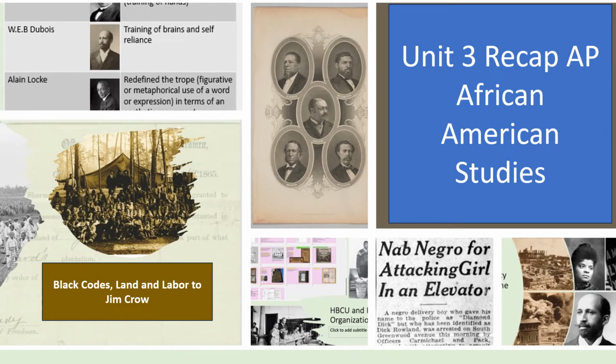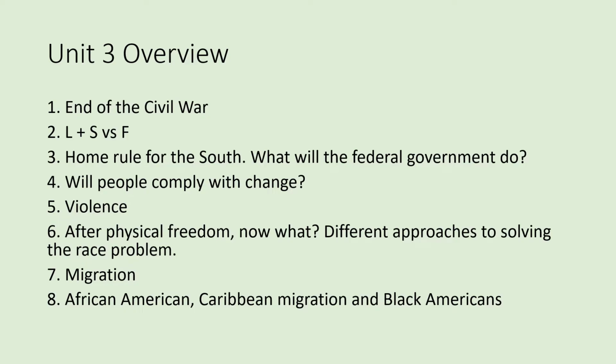This is the Unit 3 recap for AP African American Studies. A brief overview of Unit 3 primarily focuses on the end of the Civil War and how we transitioned from slavery to segregation and what that process was like prior to the Civil Rights Movement.